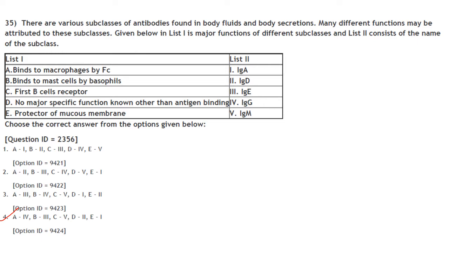So binds to macrophages by Fc, so it is IgG, A4. Binds to mast cell and basophil, B3, IgE. First B cell receptor, that is IgM. No major specific function other than antigen binding, IgD. Protector of mucous membrane, IgA. So answer is option 4, that is A4, B3, C5, D2, E1.